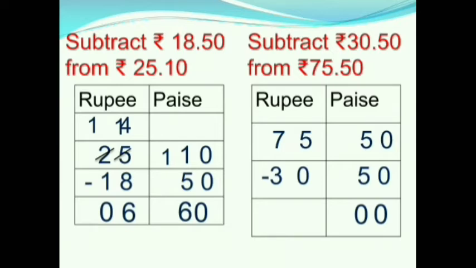5 and 0. 5 minus 0, 5. Next we should subtract 7 and 3. 7 minus 3, 4. Therefore 75 rupees 50 paise minus 30 rupees 50 paise is equals to 45 rupees.